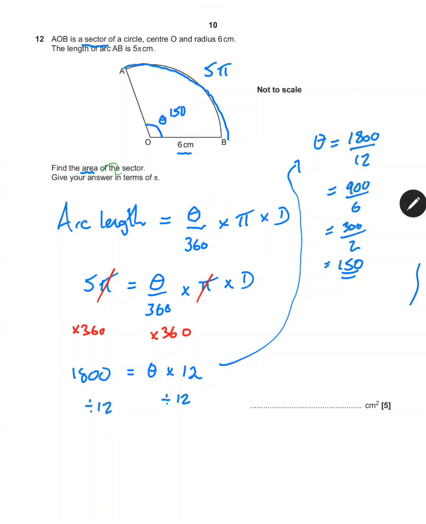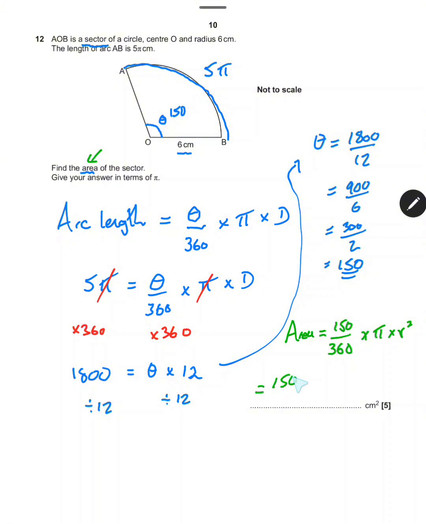That is not actually the end of this question. Remember, we're looking for the area of the sector. So what we need to do now is the area. That's going to be theta over 360. So that's 150 over 360 times pi times the radius squared, area of a full circle. And this is the part of the circle I've got. We know the radius is 6. So r squared will be 36.